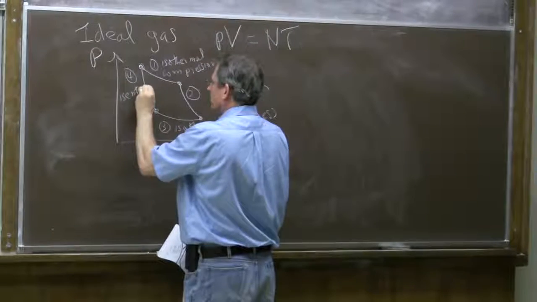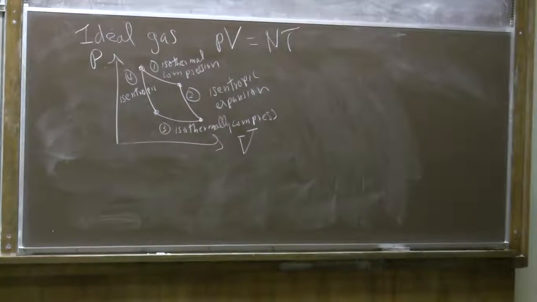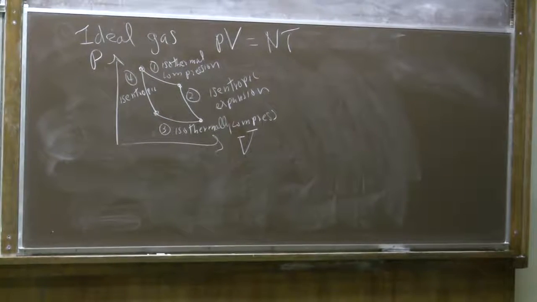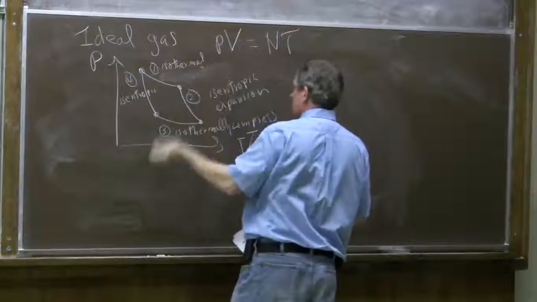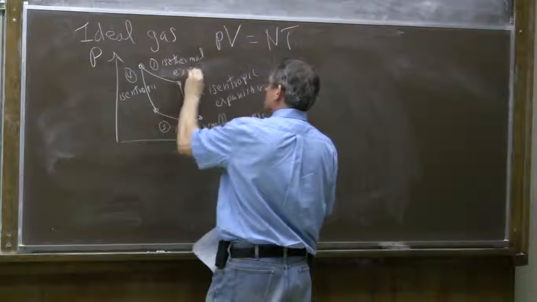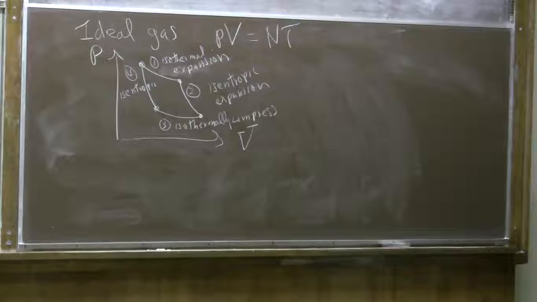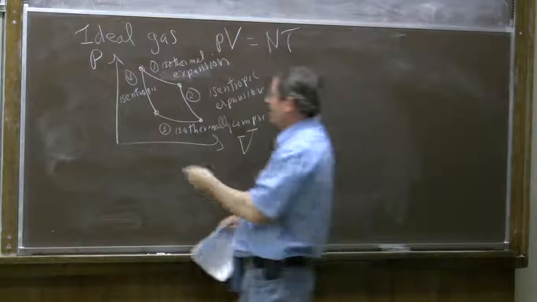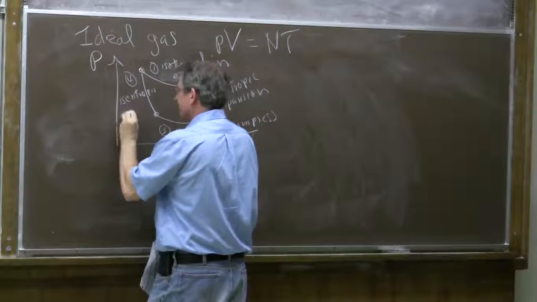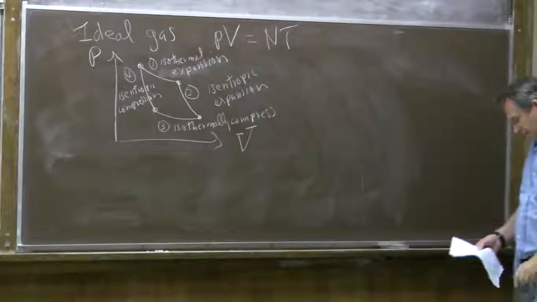Is step 1 isothermal? Yes, step 1 corresponds to this step. We're in contact with the high temperature reservoir and its expansion. Good point. Thank you. Or, as I like to think of it, negative compression. Isentropic compression is the last thing. And that's the closed cycle.